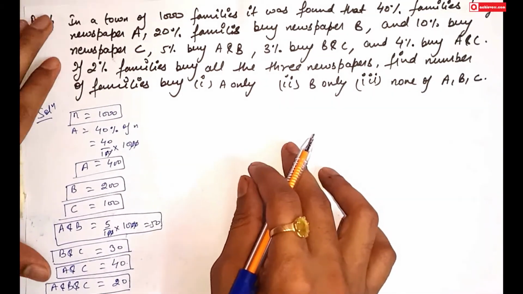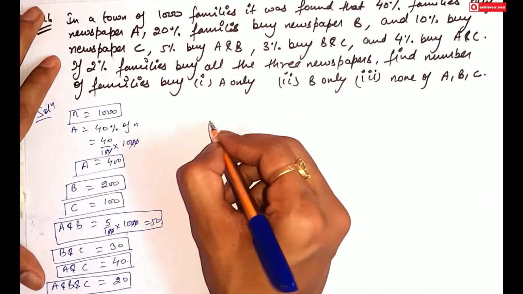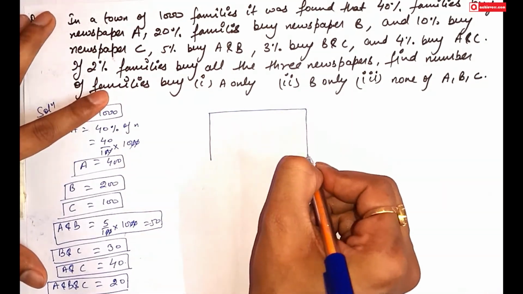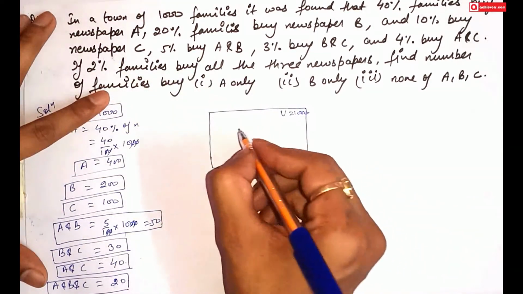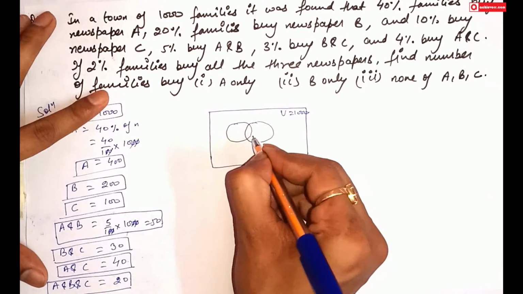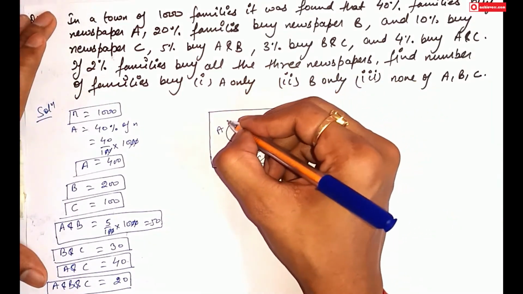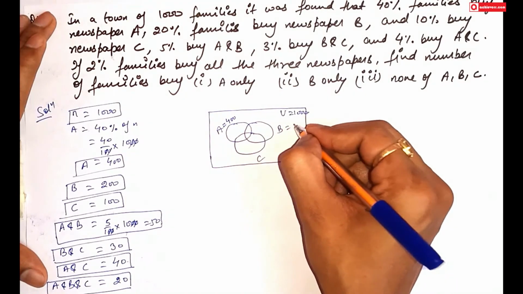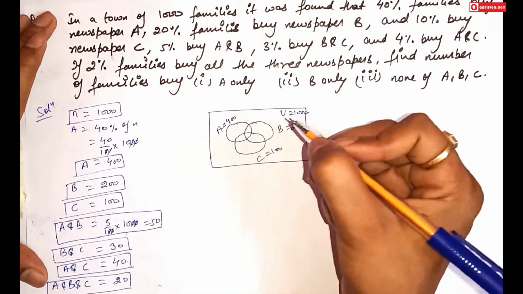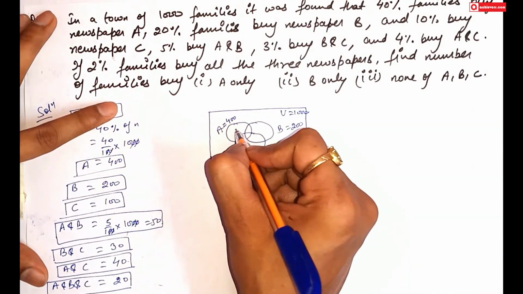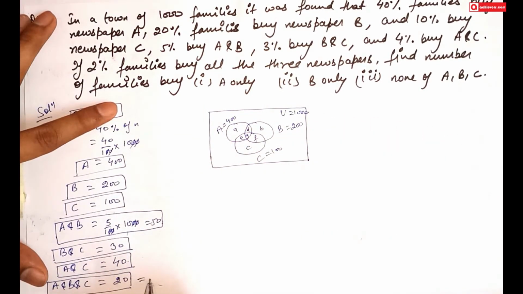And we will solve this question using a Venn diagram, because it will be much easier to understand. So let me draw a Venn diagram here. This is our universal set, which is equal to 1000. It is given. So this is newspaper A, this will be newspaper B, and this will be newspaper C. We have calculated these values: A is equal to 400, B is equal to 200, and C will be 100, and all three will be 20. If we want, we can number these regions like A, B, C, D, E, F, and G. So A, B, and C together will be equal to G.